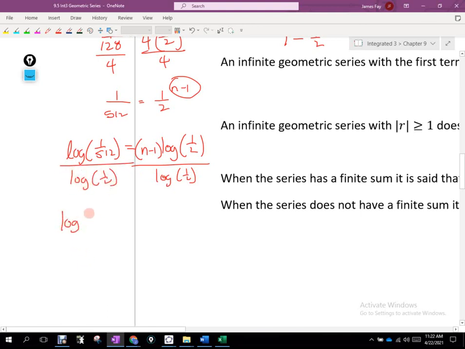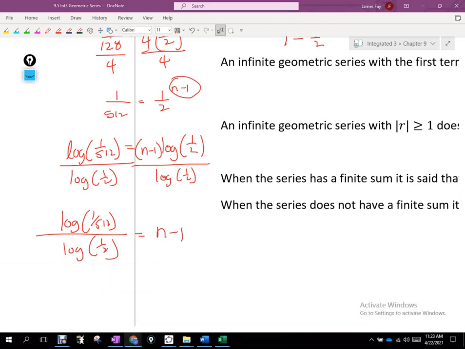We get log of 1 over 512 divided by log of 1/2, and that equals n minus 1. How do I solve for n? Add 1 to both sides. We're going to have to use our calculator to get this.